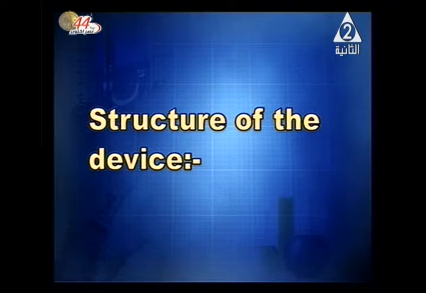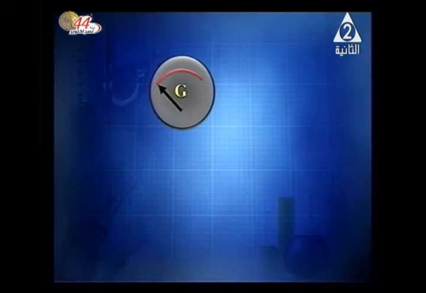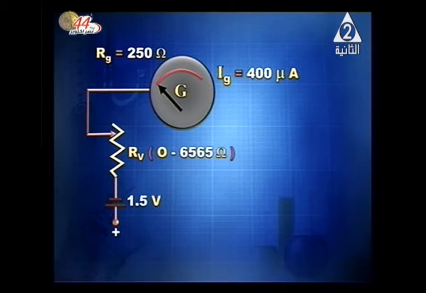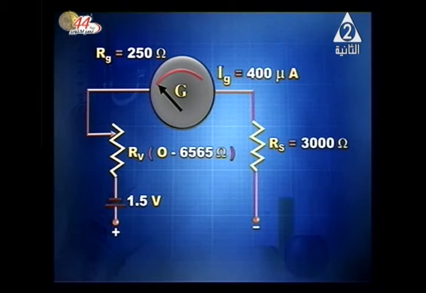As a matter of fact, it consists of a galvanometer whose resistance is 250 ohm. Its full scale deflection is 400 microampere. And we've got a variable resistance ranging from 0 up to 6,565 ohm, and a cell of 1.5 volt. And standard resistance, what about it? It is 3,000 ohm standard resistance.